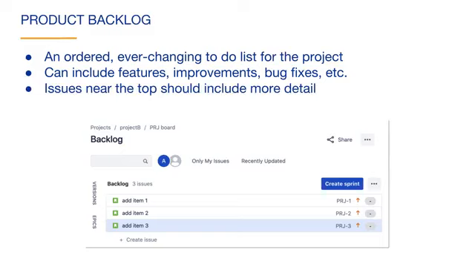The product backlog is ordered. Issues near the top of the backlog are the closest to being worked on, so they usually have more details than the lower items.